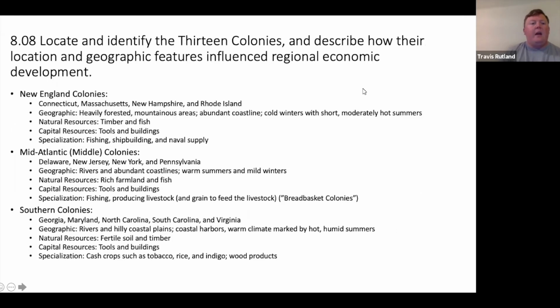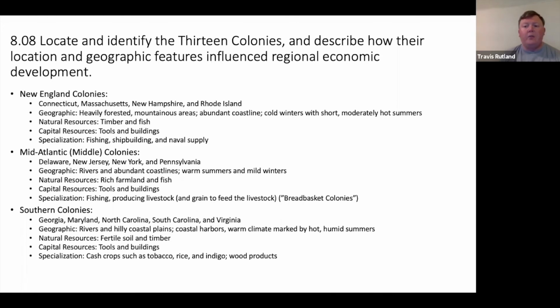All right. 8.08, locate and identify the 13 colonies. We'll do that on the next slide, and describe how their location and geographic features influenced regional economic development. So we have three different colonial regions: the New England colonies, the middle colonies or the mid-Atlantic colonies, and the southern colonies. The New England colonies were Connecticut, Massachusetts, New Hampshire, and Rhode Island. These were heavily forested mountainous areas. They had abundant coastlines and cold winters with short, moderately hot summers.